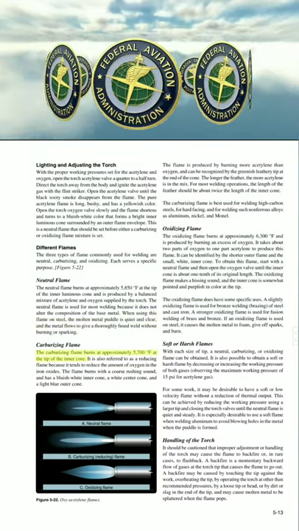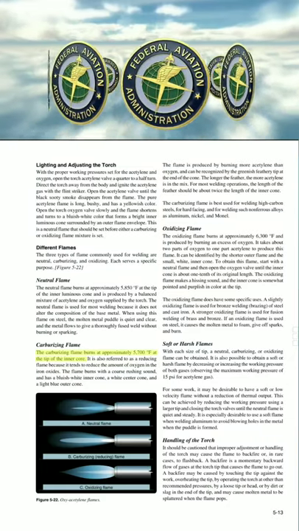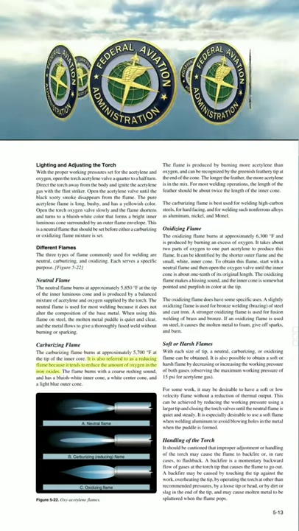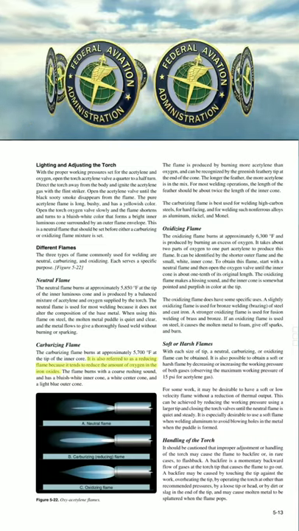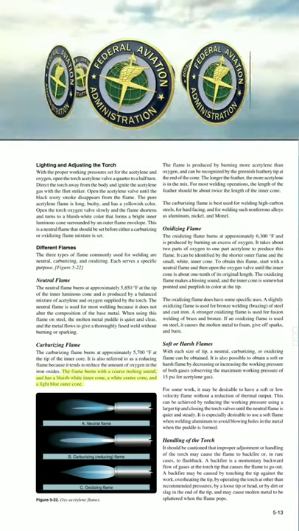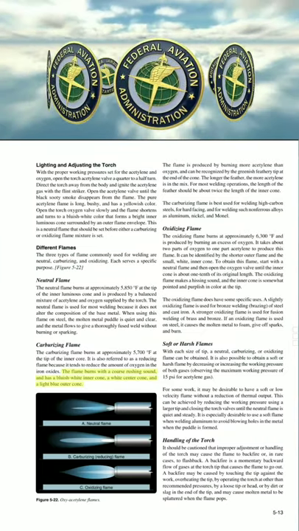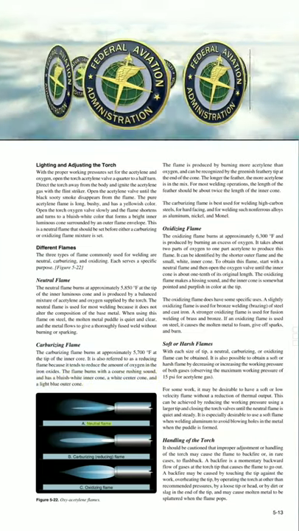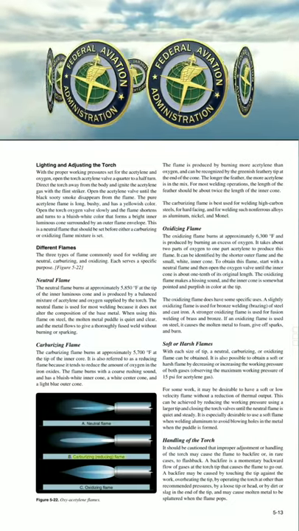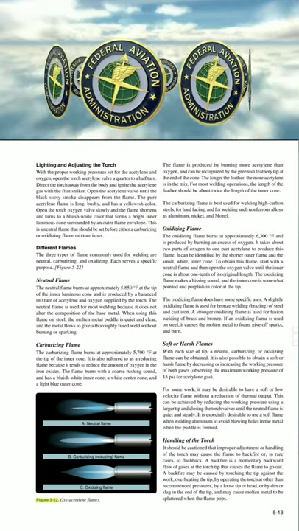Carburizing flame. The carburizing flame burns at approximately 5,700 degrees F at the tip of the inner core. It is also referred to as a reducing flame, because it tends to reduce the amount of oxygen in the iron oxides. The flame burns with a coarse rushing sound, and has a bluish-white inner cone, a white center cone, and a light blue outer cone. A. Neutral flame. B. Carburizing, reducing, flame. C. Oxidizing flame. Figure 5-22.